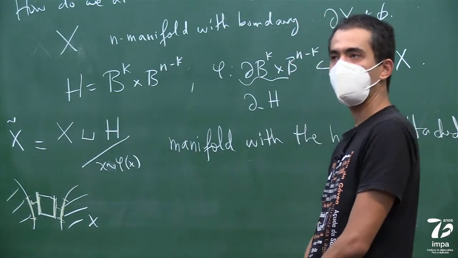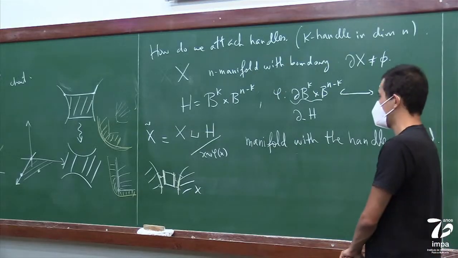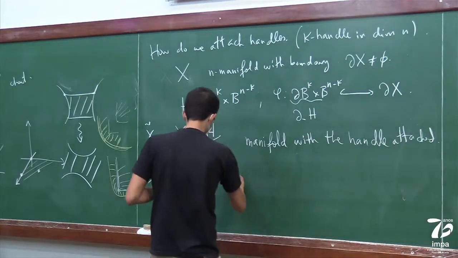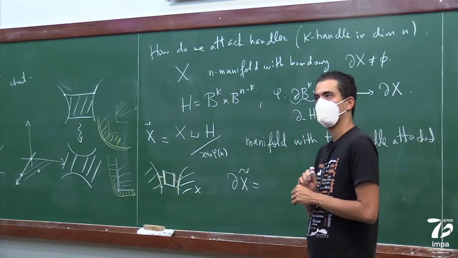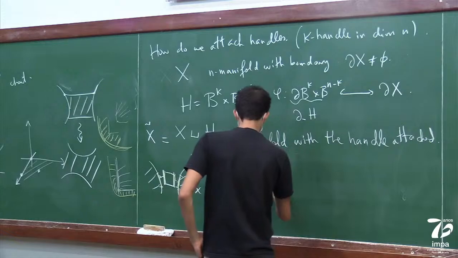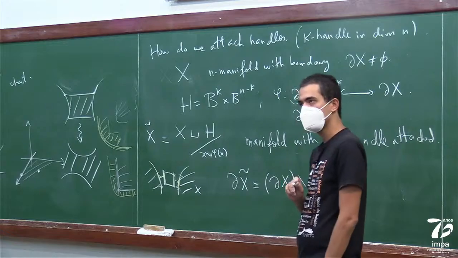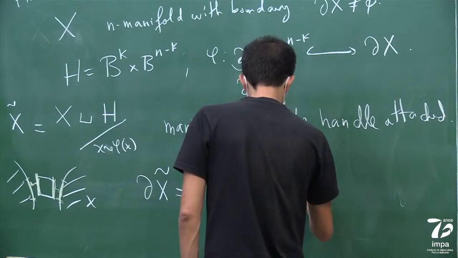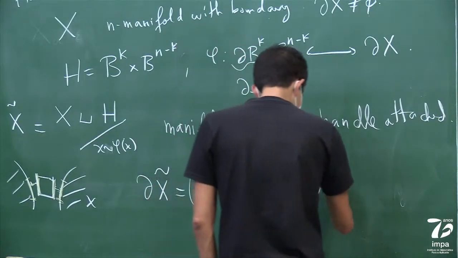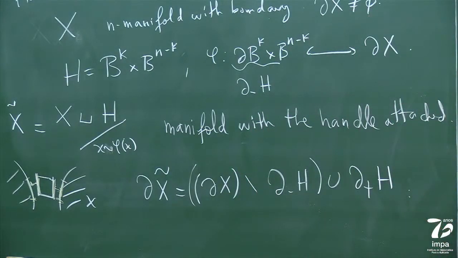And as I told you, what happens to the boundary of this manifold? What is the boundary of the new manifold? It's the boundary of the old manifold, and then I remove the part that I'm gluing, so I remove the negative part of the boundary, and then I add the positive part of the boundary. Okay? So this is it.